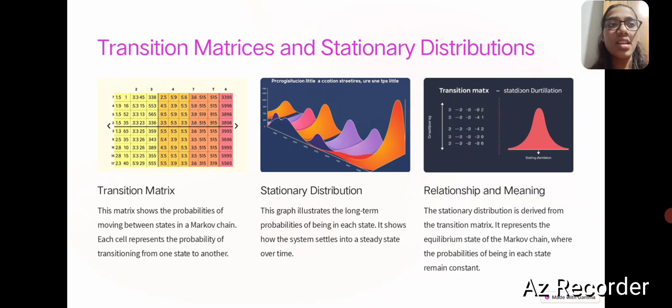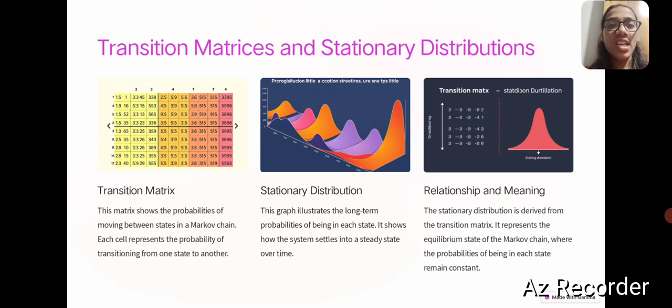Transition matrices and stationary distributions. The first image represents the transition matrix. Next is the stationary distribution. Next, relationship and meaning of the transition matrix as well as the stationary distribution.